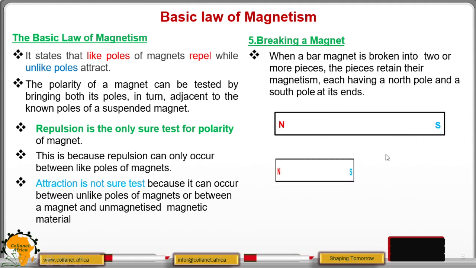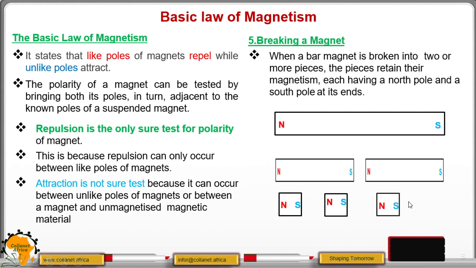When you break it into two parts, you find that this end retains its north pole, then we have south pole, north pole, and this end again retains its south pole. So in other words, by breaking the magnet, you are not destroying the magnetism. And as you continue breaking again, we find that the poles are maintained. So this is the fifth property of a magnet, that when you break it into two or more pieces, they retain their magnetism and the polarity is retained.